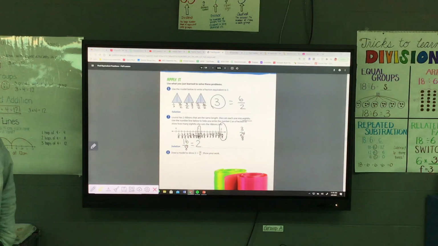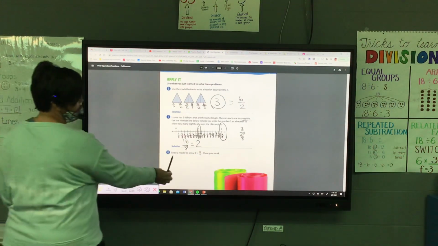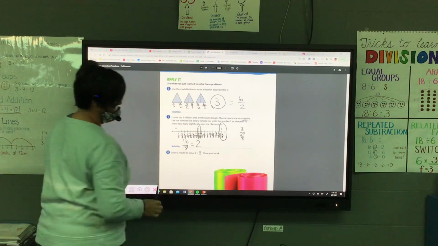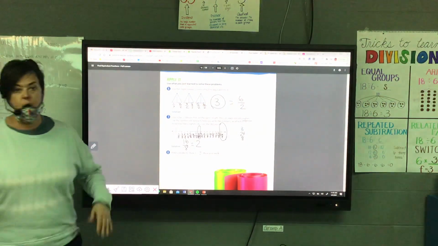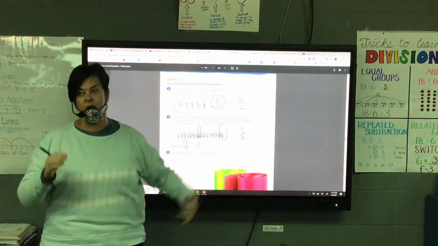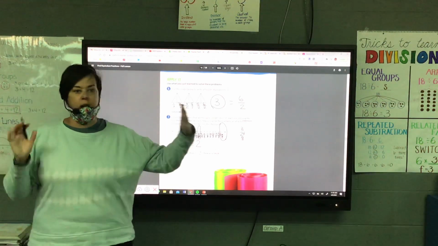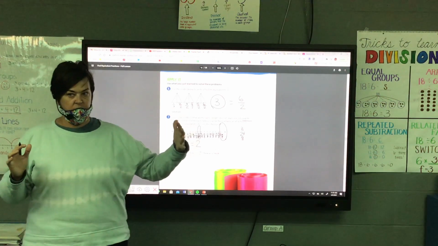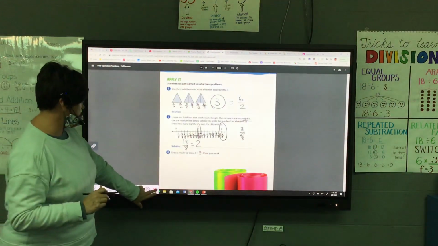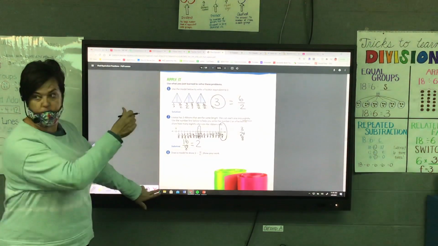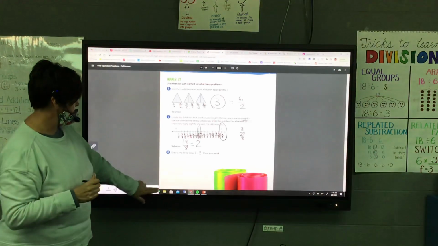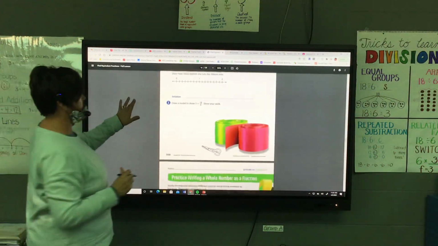All right, now it says to draw a model to show 3. So how many whole numbers are going to be on this model? 3. I say let's do a number line. Okay, is everybody done with this? I'm going to clear it so that I can move this up and make it bigger.